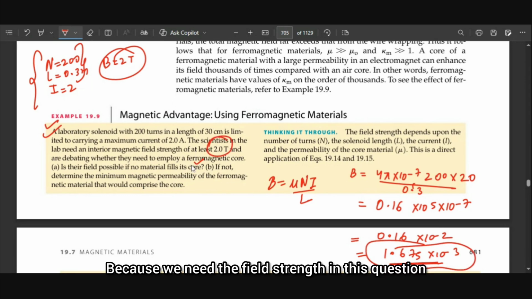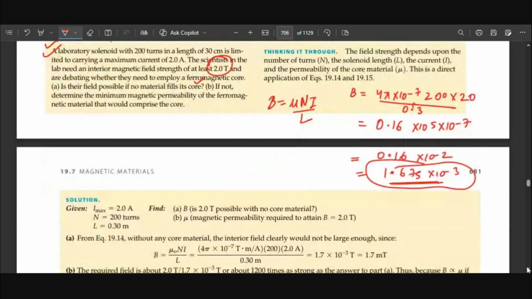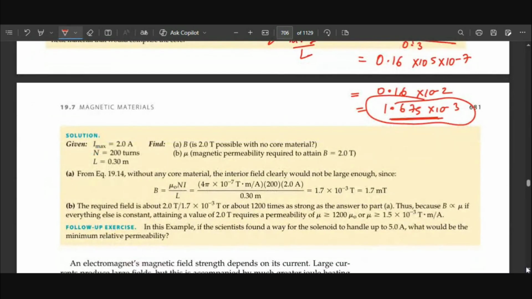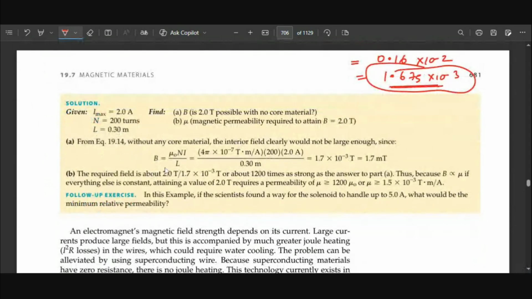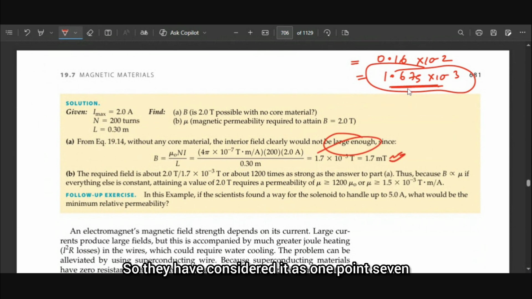Because we need the field strength in this question, according to this question, we at least need 2 Tesla. But as per this question, we are getting only 0.16 times 10 to the power minus 2, which is way less than that. So you can see here, without any core material, the interior magnetic field clearly would not be large enough, because it is going to be less than that. They have considered it as 1.7, but we can do that as well. 1.675 is the precise calculation.